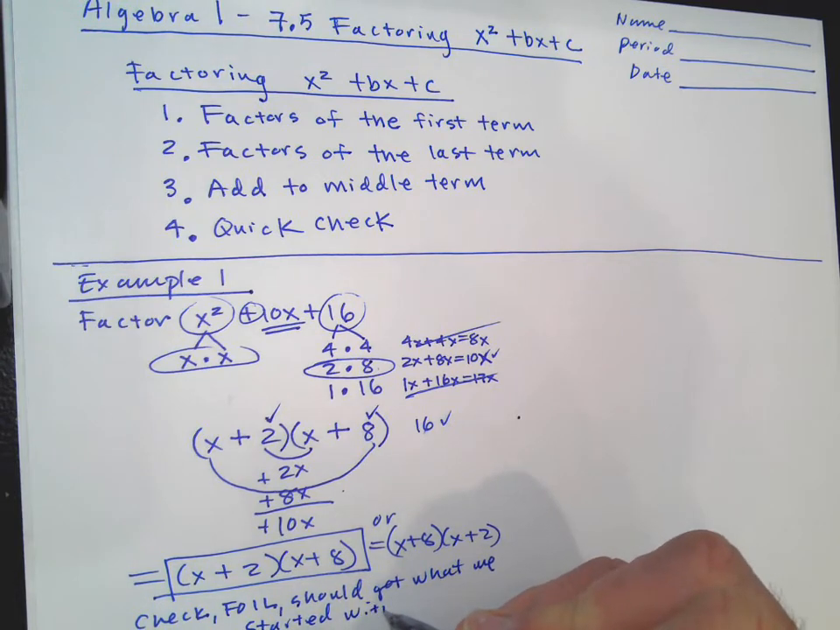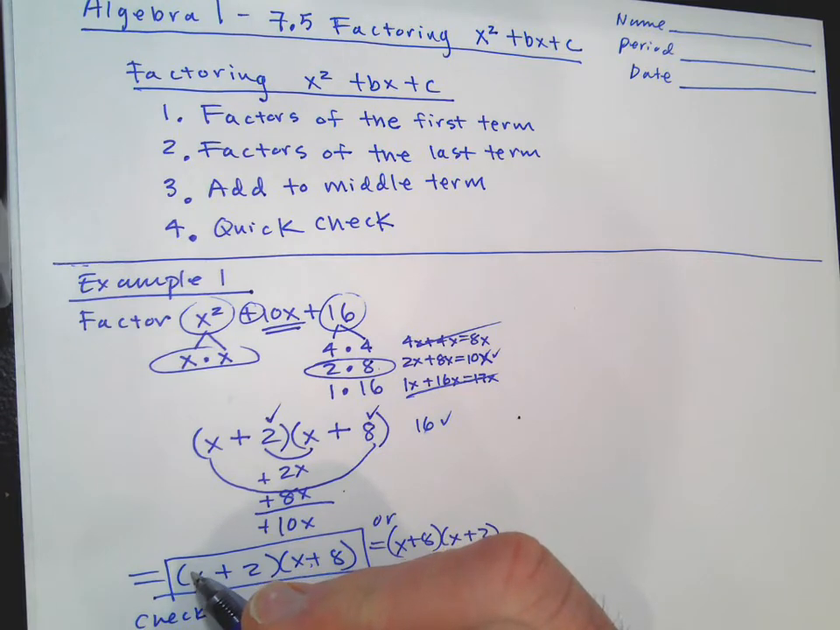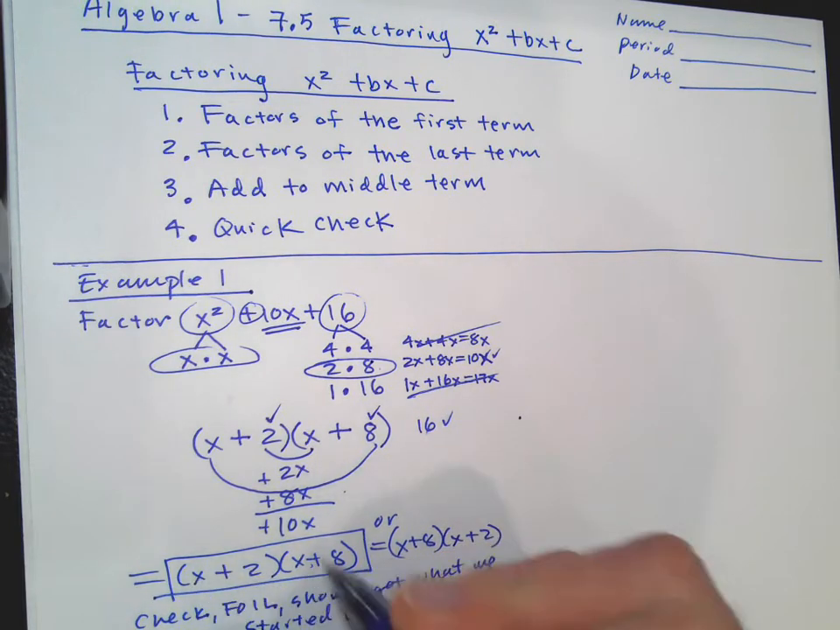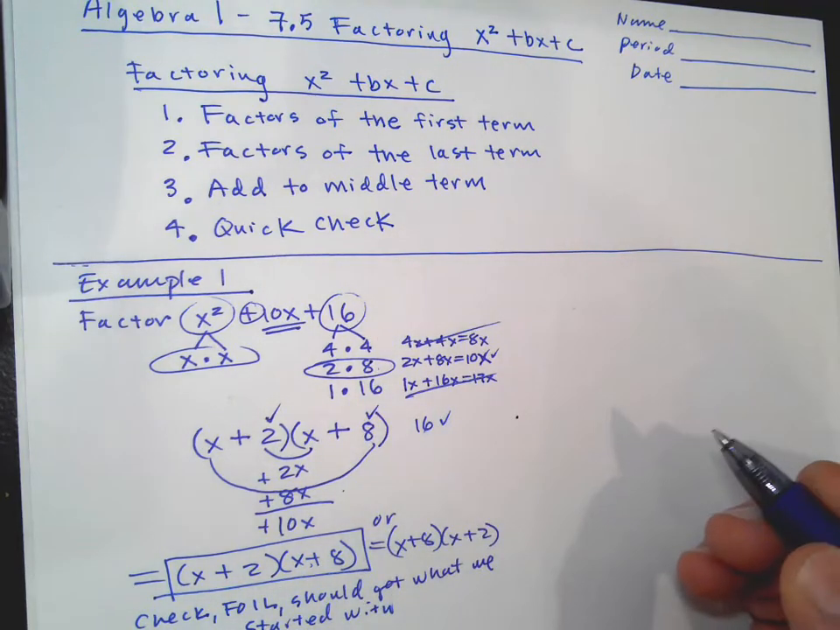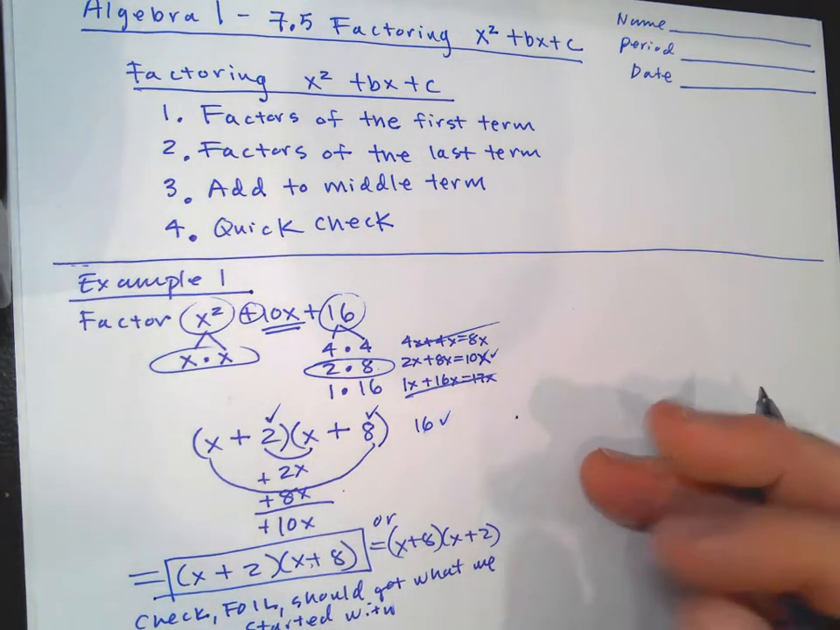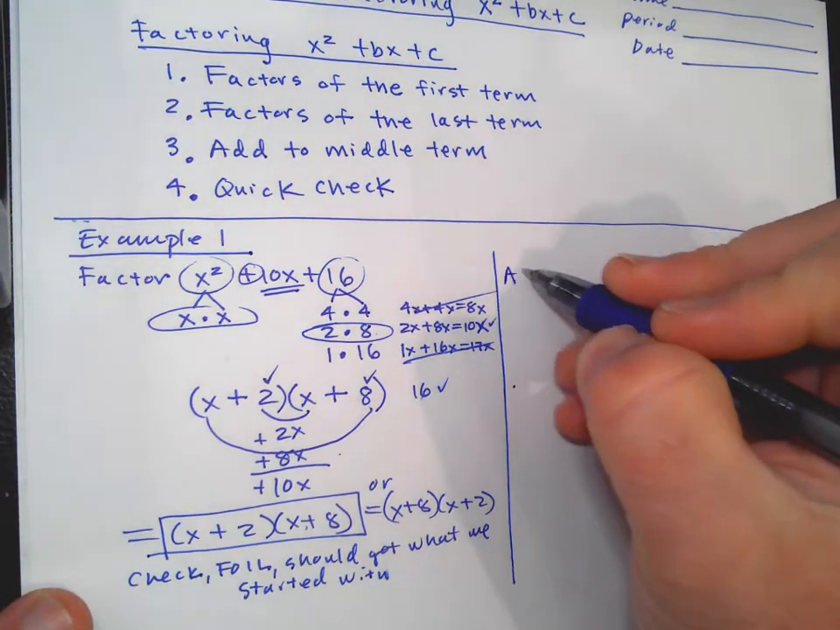Because if you were to FOIL it, you do first, x times x is x squared. Inner and outer, 2x and 8x, give you 10x, and then last will give you 16. So that's how we do it. Let's try a few more examples over here.